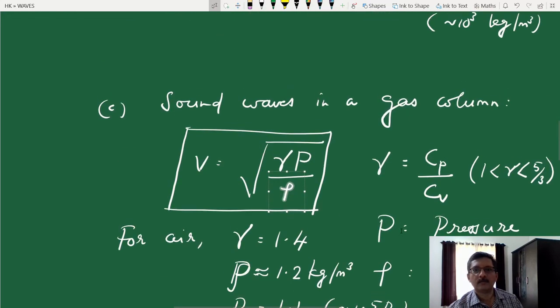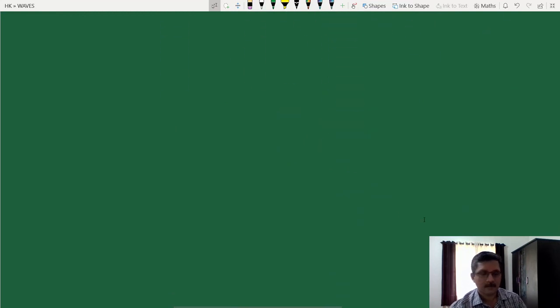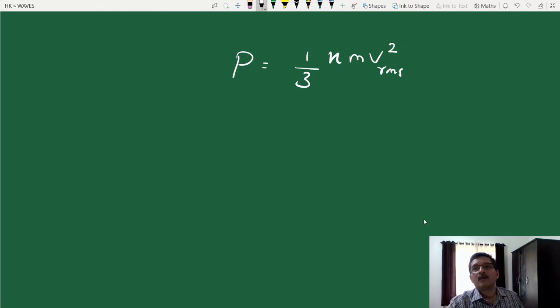Then another formula we can use for speed is from the kinetic theory of gases. There is an expression for the pressure of a gas. Pressure of a gas from kinetic theory we can write as 1 by 3 N m Vrms square, where Vrms is the root mean square speed. N is the number density, that is the number of particles per unit volume, and m is the mass of one particle or one molecule. So there is this type of formula for pressure.